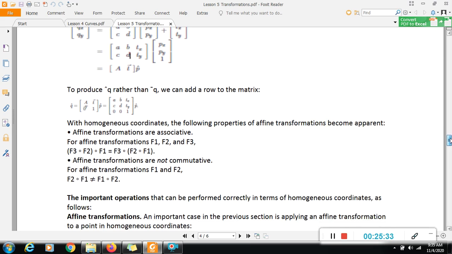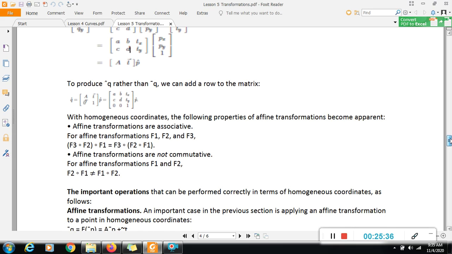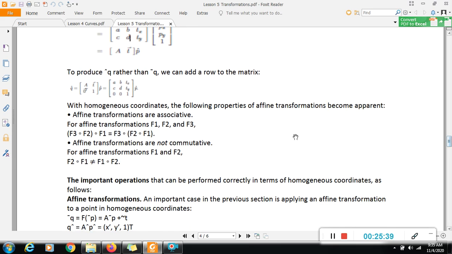With homogeneous coordinates, the following properties of affine transformation become apparent. Affine transformations are associative, meaning if we have matrices like F1, F2, and F3, the product of F3 and F2 multiplied by F1 is the same as the product of F3 with the product of F1 and F2. However, they are not commutative. In other words, multiplying F1 by F2 is not the same as multiplying F2 by F1, and you know this from matrices.